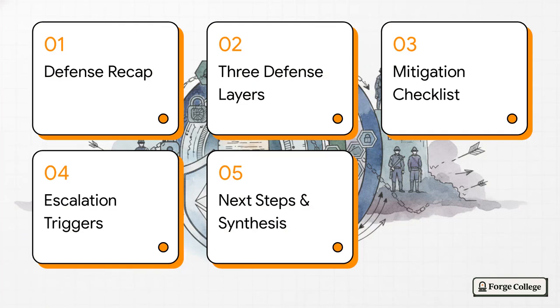So here's our blueprint for today. We'll start with a quick reentrancy defense recap, then we'll map out 3 layers of defense. After that, we're building the mitigation checklist, talking about knowing when to escalate, and wrapping it all up with next steps and synthesis. Let's jump right in.